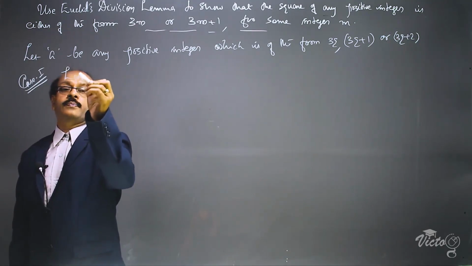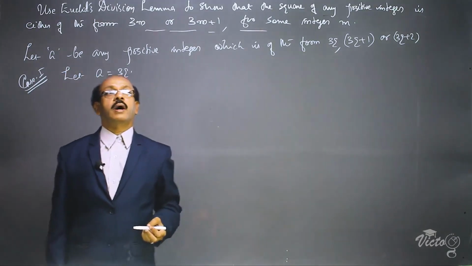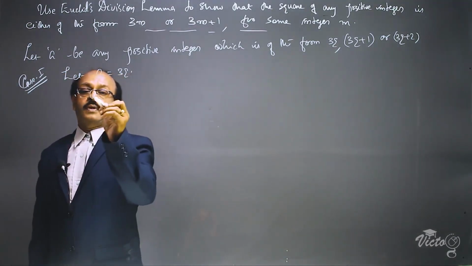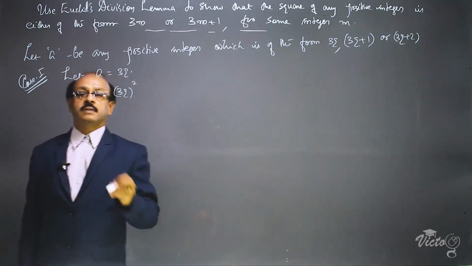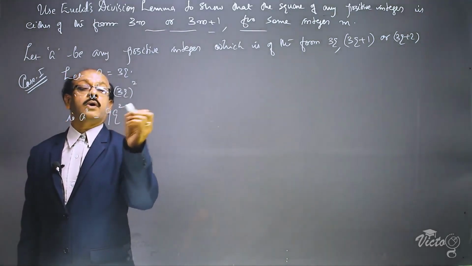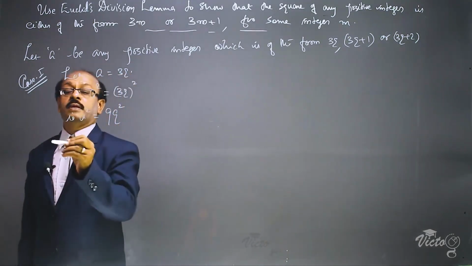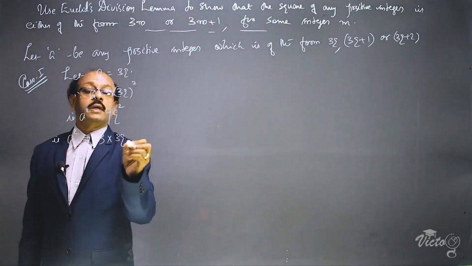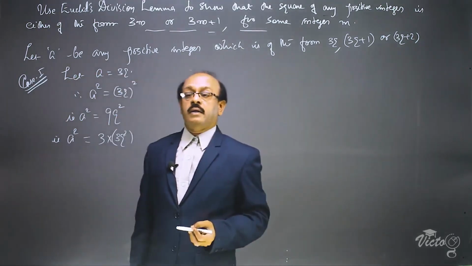Case 1, first case. Let a is equal to 3q. Squaring. We have to show that the square of any positive integer. Therefore, a square is equal to 3q the whole square, that is, a square is equal to 9q square. We can split this 9q square as a square is equal to 3 into 3q square, which gives 9q square.